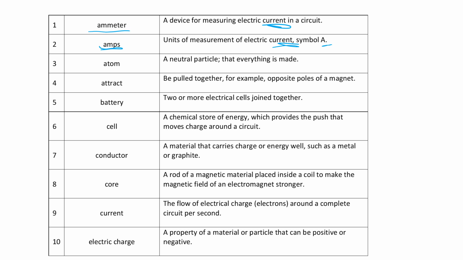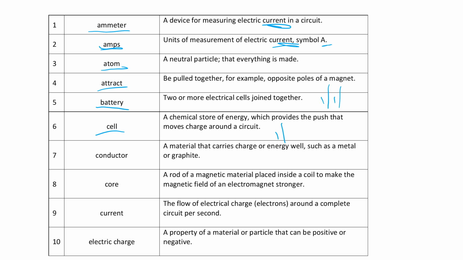A neutral particle that everything is made up of, so that's your protons, your neutrons and electrons, is an atom. Pulled together, for example, north and south on a magnet, attract. Two or more electrical cells together, so that's an electrical cell. As soon as you get two or more, it becomes a battery. A chemical store of energy that provides the push, moves around a circuit, is a cell.